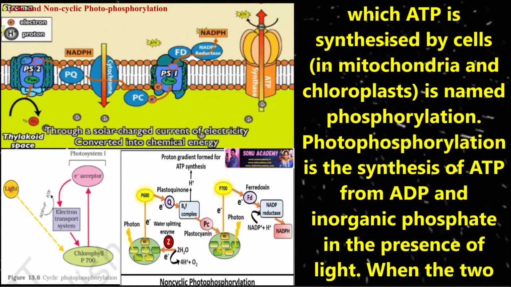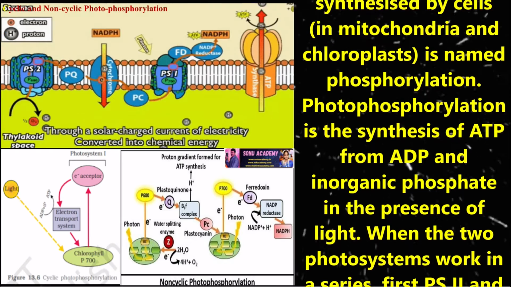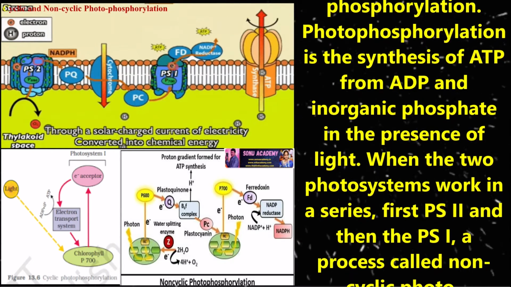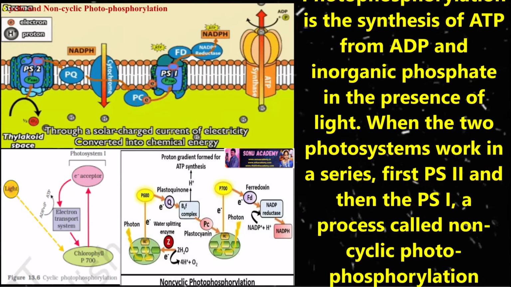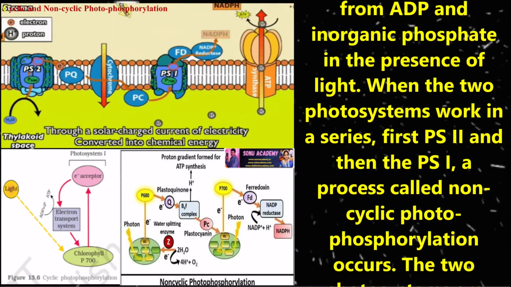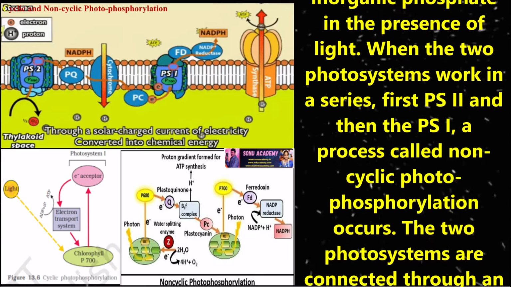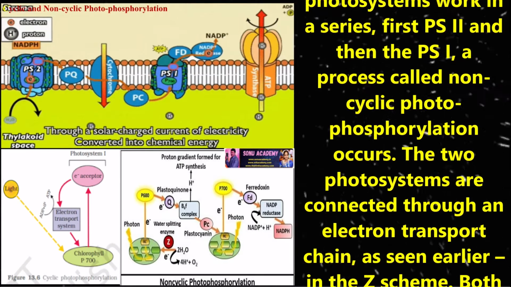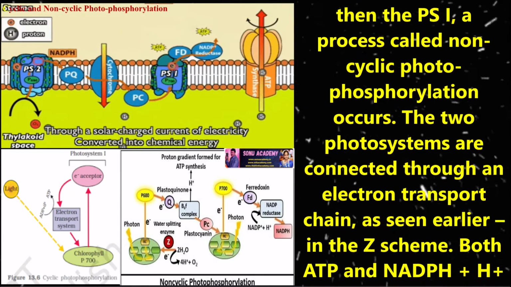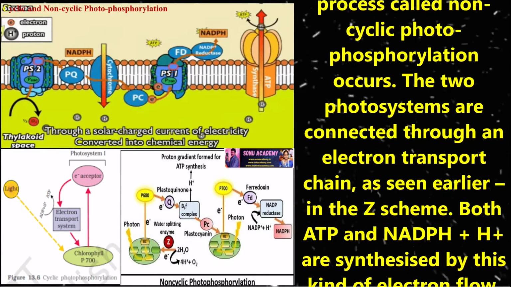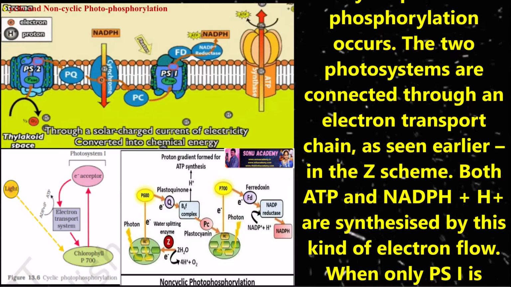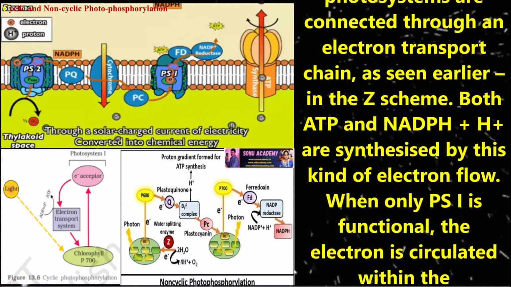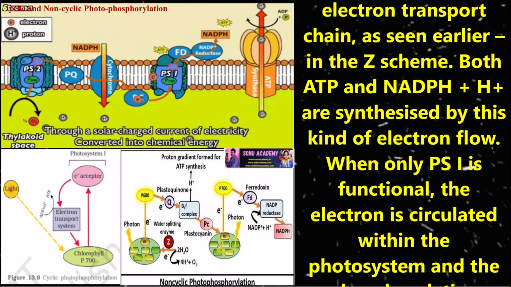Photophosphorylation is the synthesis of ATP from ADP and inorganic phosphate in the presence of light. When the two photosystems work in a series, first PS2 and then PS1, a process called non-cyclic photophosphorylation occurs. The two photosystems are connected through an electron transport chain, as seen earlier in the Z scheme. Both ATP and NADPH+H+ are synthesized by this kind of electron flow.